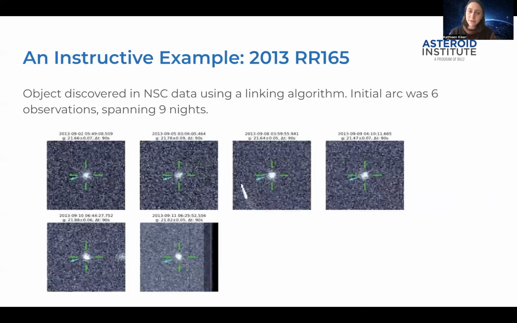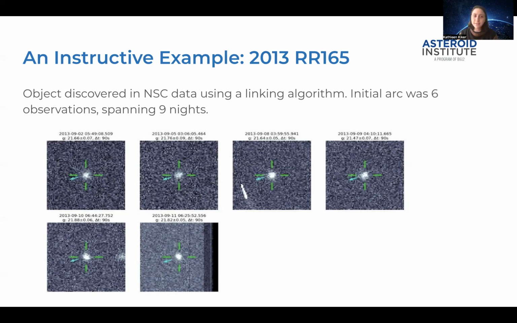So here's one other example, and this is the cutout service you can see below. The crosshairs show the position predicted for that object to be, and you can see also the direction that it should be going in if the exposure is long enough to see a trail. And this is one example object that we found using our linking algorithm in the NSC data, 2013 RR165.